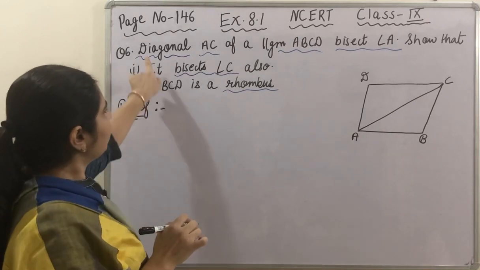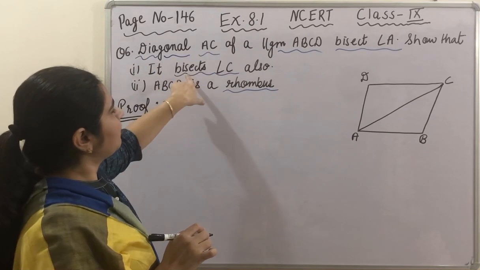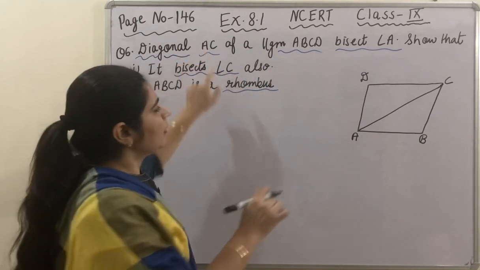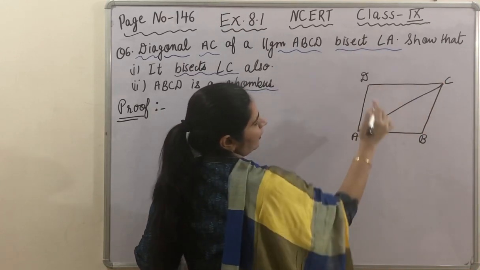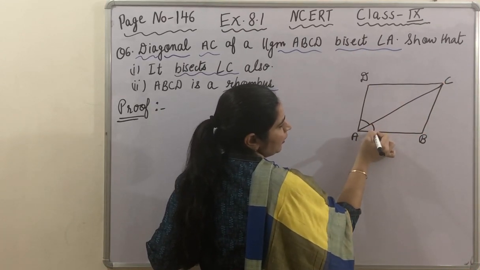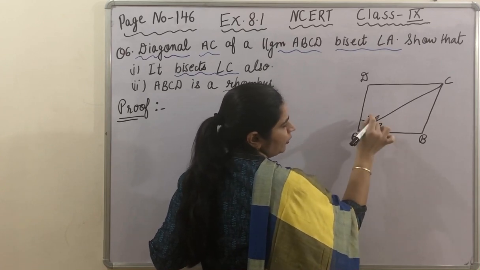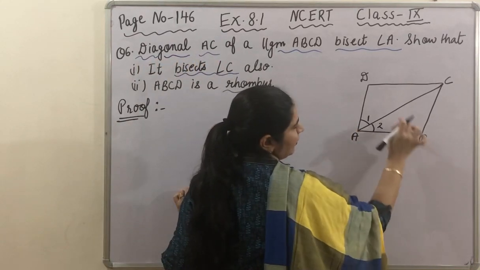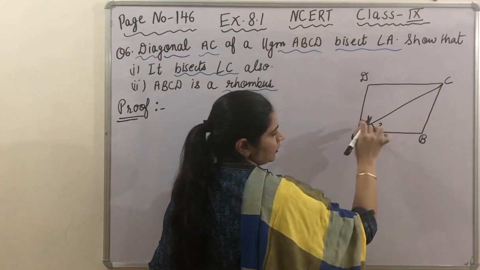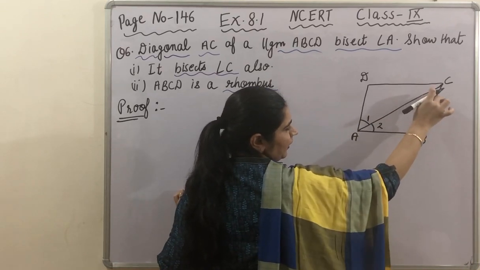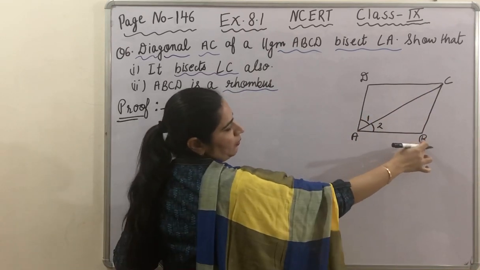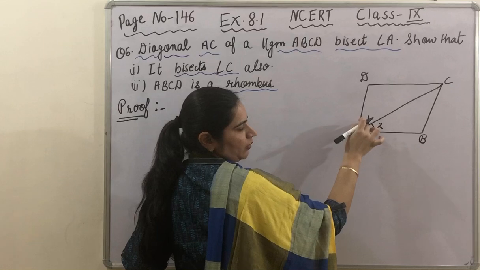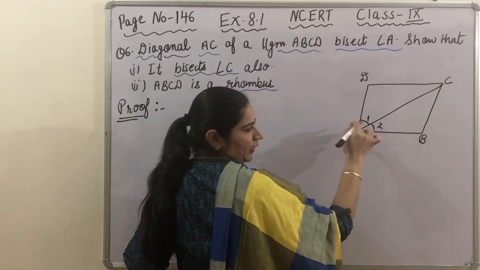In the first part we have to prove diagonal AC bisects angle C also. Given is a parallelogram where this diagonal AC bisects angle A. Bisect means dividing into two equal halves. Therefore, angle 1 and 2 both will be equal. And we know this is a parallelogram. If it is a parallelogram, this one is a transversal, so alternate interior angles will be equal. Instead of writing angle BAC, I have given the name as angle 2, and here I have given the name as angle 1. It will be easy for us.